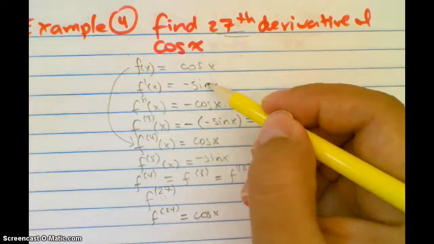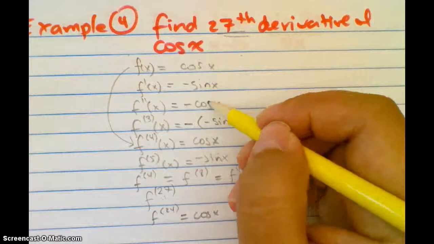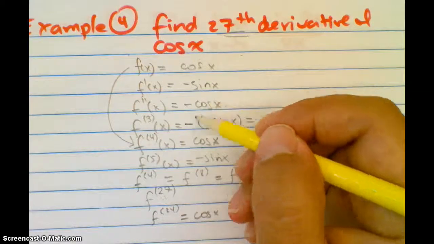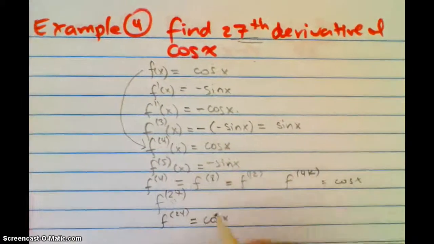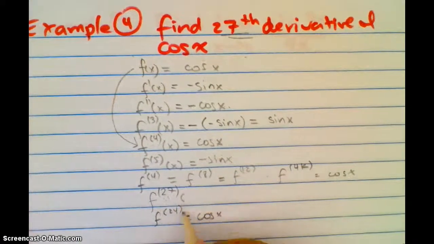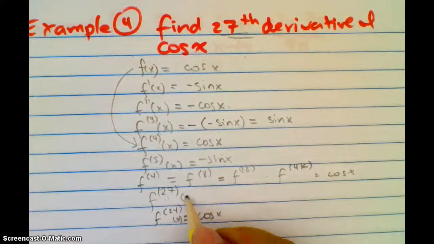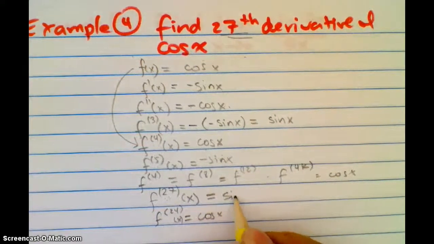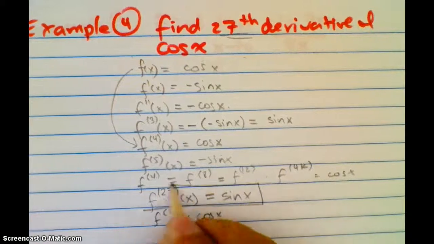So the 25th would be negative sine of x, the 26th would be negative cosine of x, the 27th would be sine of x. So I know the 27th derivative of cosine of x, sorry I forgot the x here, will be sine of x, and that's how I find it.